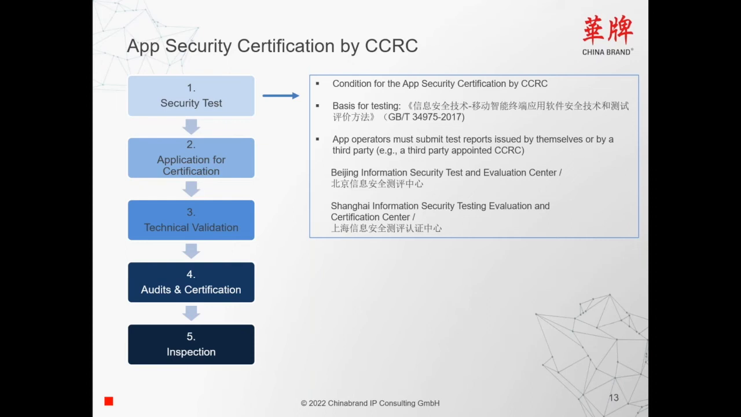There is a big difference whether the app operator conducts the security test itself or commissions a third party to do so. If the app operator conducts the security test itself, the CCRC will review the test method, test procedure, as well as the test results after receiving the test report. But if the app operator commissions a third party appointed by the CCRC to conduct the test, then the CCRC will directly recognize the test report and doesn't review it.